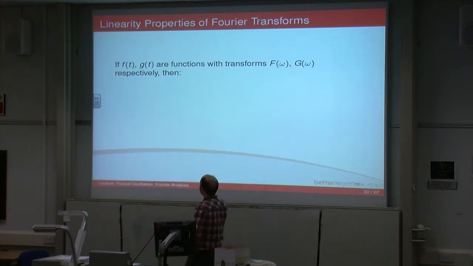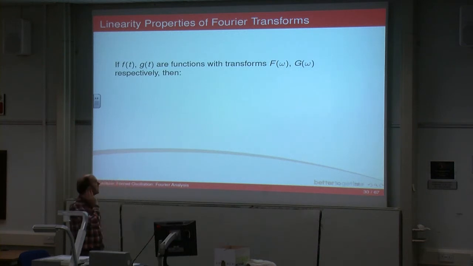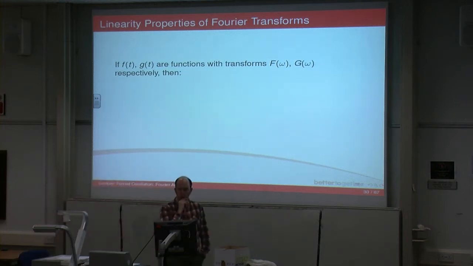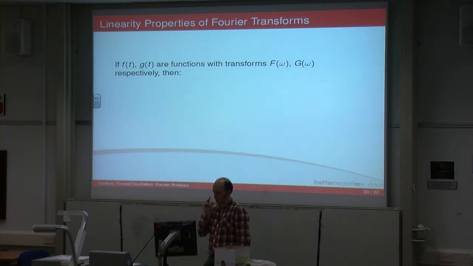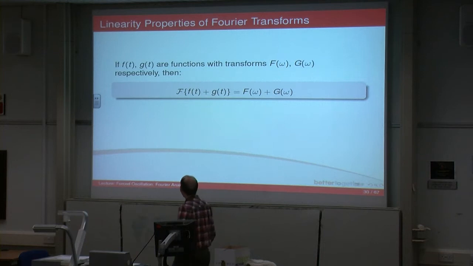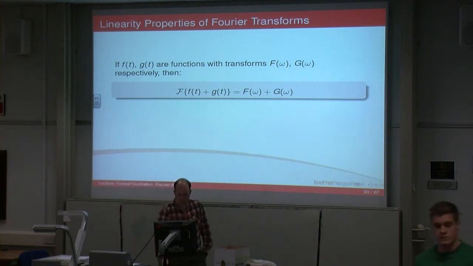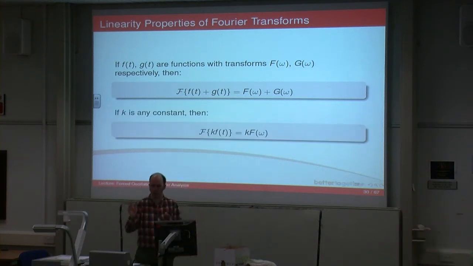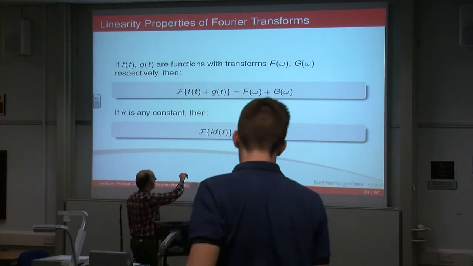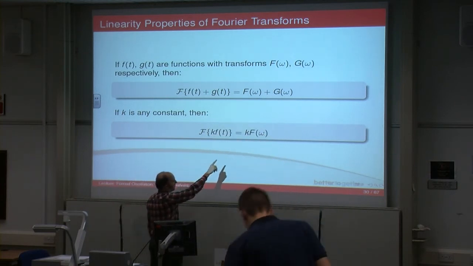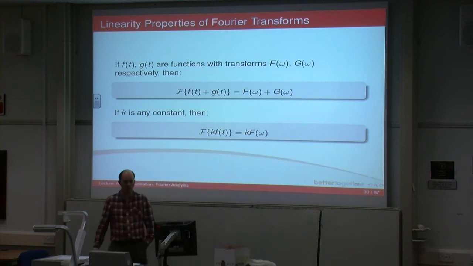Firstly, you can talk about linearity of Fourier transforms, okay? If f of t and g of t are functions with transforms big F omega and big G omega respectively, then if you add them together, the Fourier transform of their sum is the sum of the two Fourier transforms. That's called linearity. And if k is any constant, if you multiply a function by k, then the Fourier transform of that is the Fourier transform multiplied by k. Okay, that means it's linear.